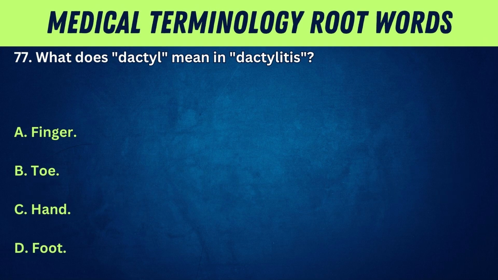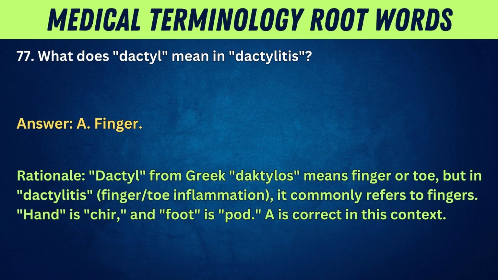77. What does dactyl mean in dactylitis? A. Finger. B. Toe. C. Hand. D. Foot. Answer: A. Finger. Rationale: Dactyl from Greek dactylos means finger or toe, but in dactylitis, finger/toe inflammation, it commonly refers to fingers. Hand is chir, and foot is pod. A is correct in this context.